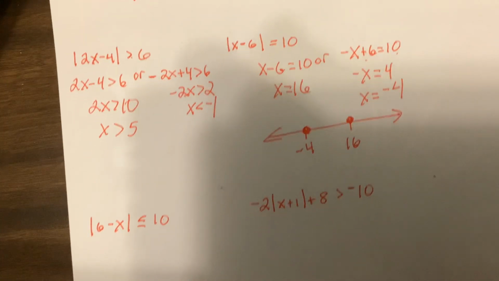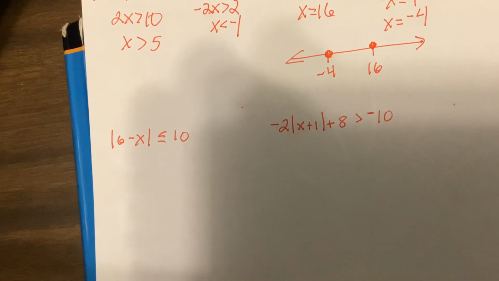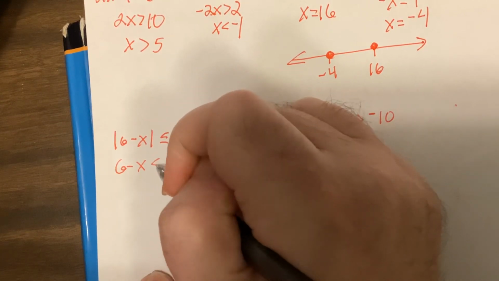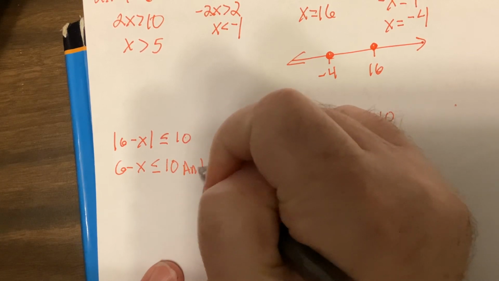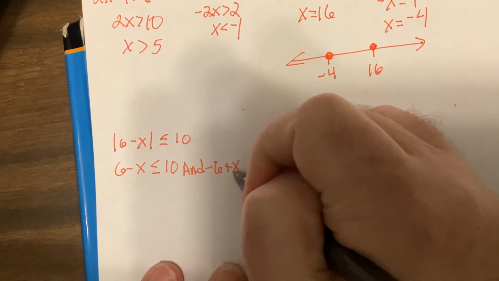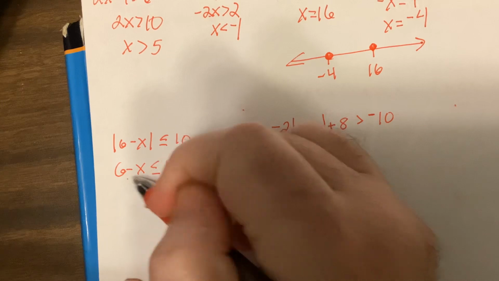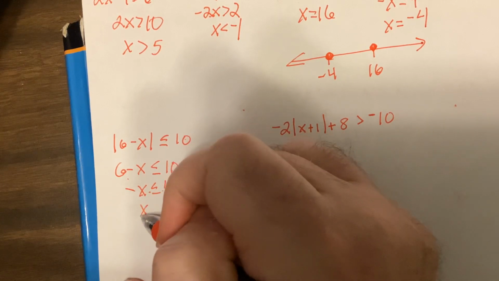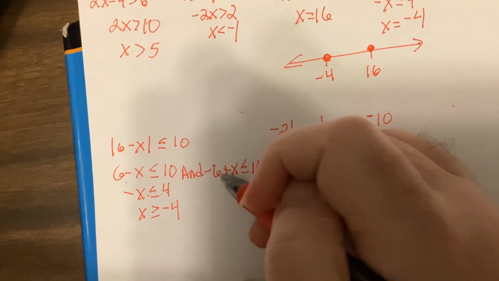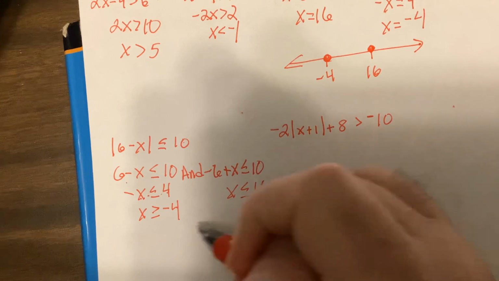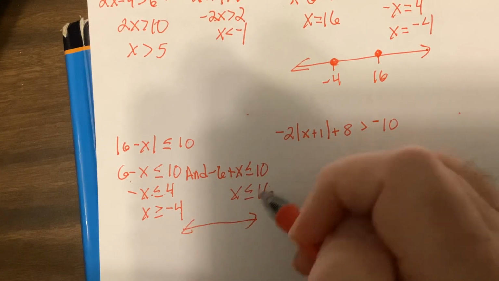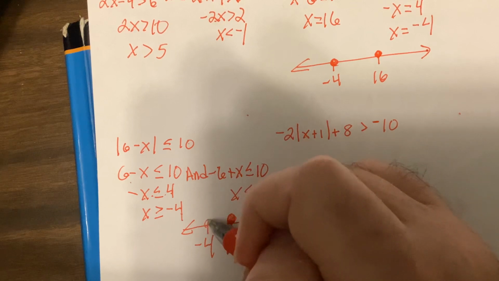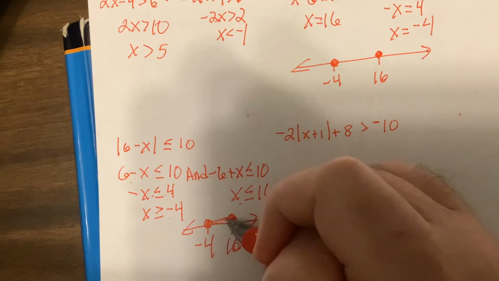Okay, oops. Do those two, and then turn me back on. Okay, so this would be 6 minus x is less than or equal to 10, and the opposite. So subtract 6. Take the opposite of both sides, so you gotta switch the inequality. This one, add 6 to both sides. So it's everything between negative 4 and 16. And it's solid dot, solid dot, because there's equals. Everything in between.